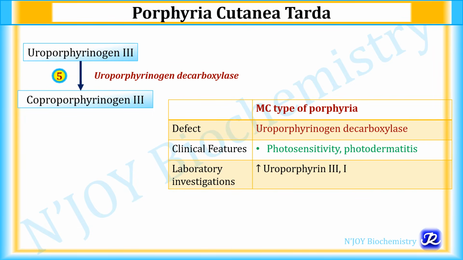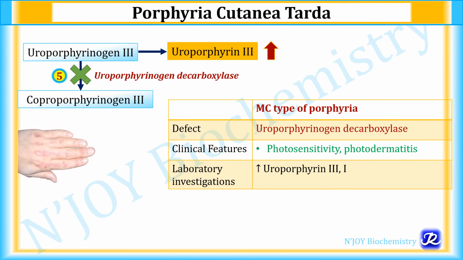Porphyria cutanea tarda is due to a defect in uroporphyrinogen decarboxylase, and there is no formation of coproporphyrinogen III from uroporphyrinogen III, and there will be increased formation of uroporphyrin III from uroporphyrinogen III. So this is the most common type of porphyria. The defect is in uroporphyrinogen decarboxylase. Clinical features are photosensitivity, photodermatitis, and there is increased uroporphyrin III in the urine.